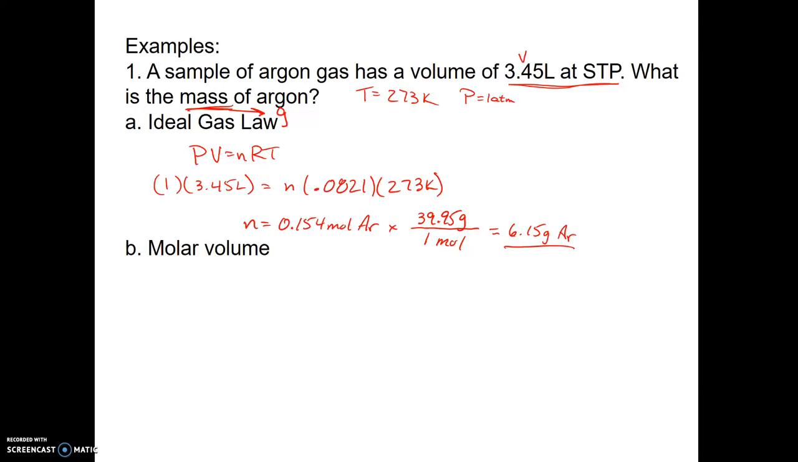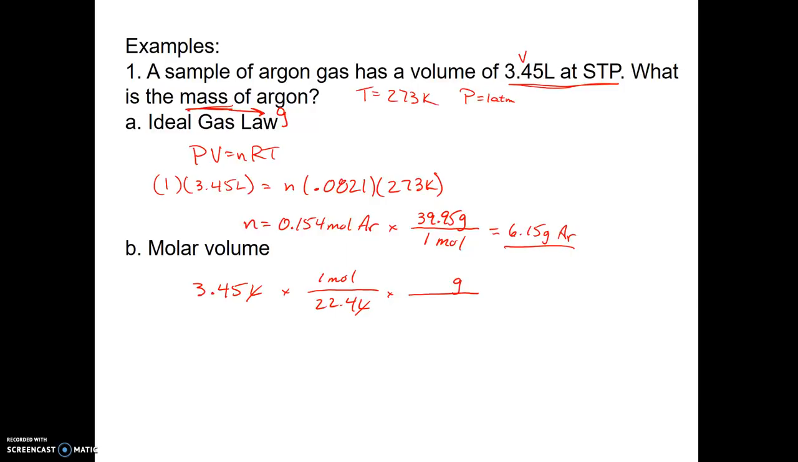Now the other way that we could do it, which is using our molar volume, or the 1 mole is equal to 22.4 liters, would be the other way that we could go through and solve this question. So since we're at STP, we can essentially set up a conversion knowing that 3.45 liters is the amount that we're starting with. And so we set up our conversion. It would be our 1 mole over 22.4 liters. And then we'd multiply it by our molar mass, because remember, our liters should cancel here.